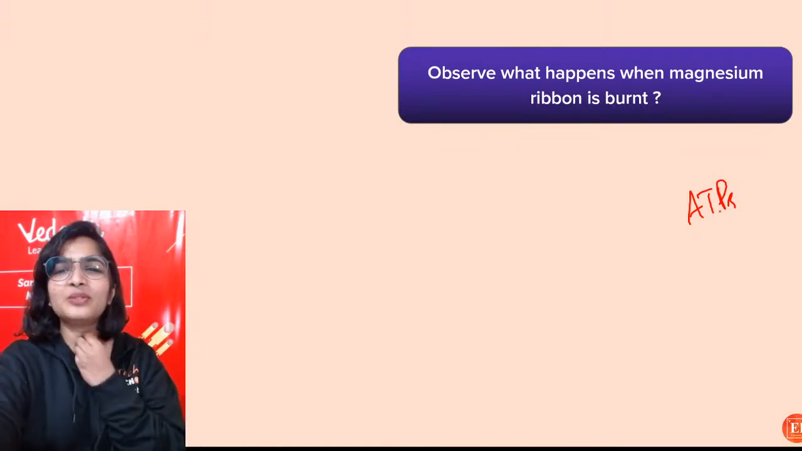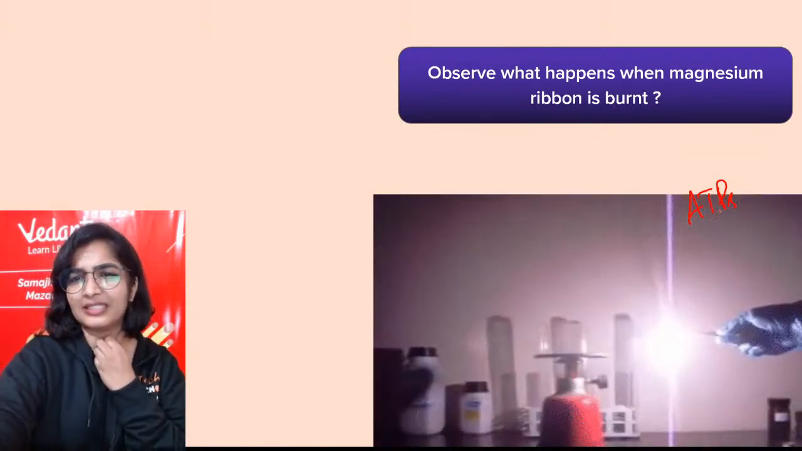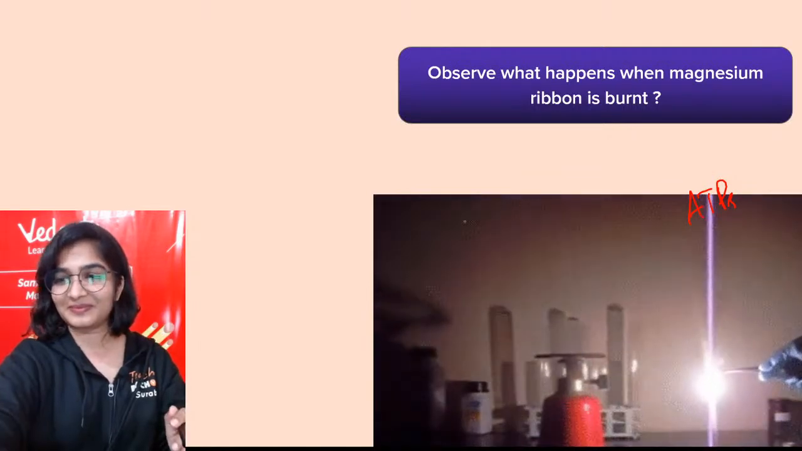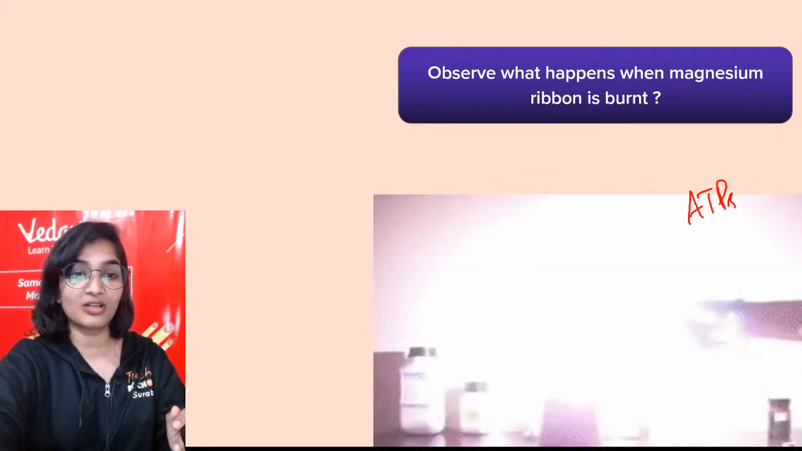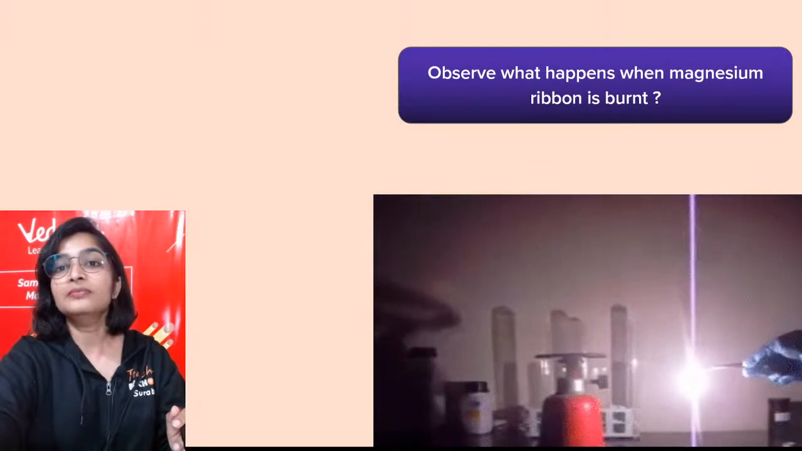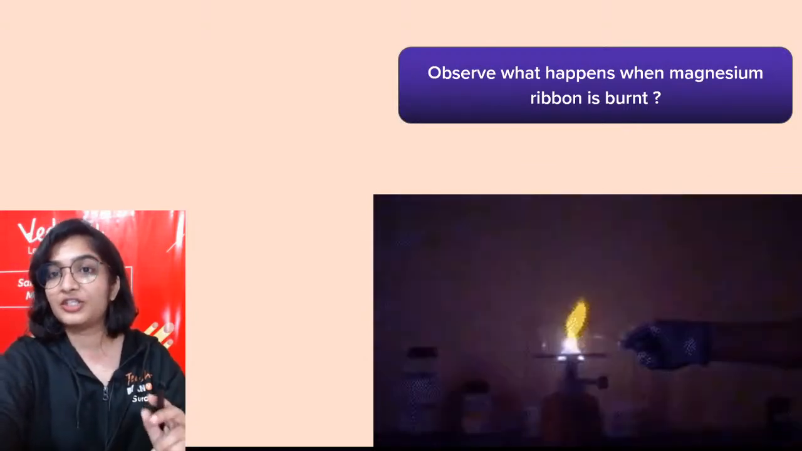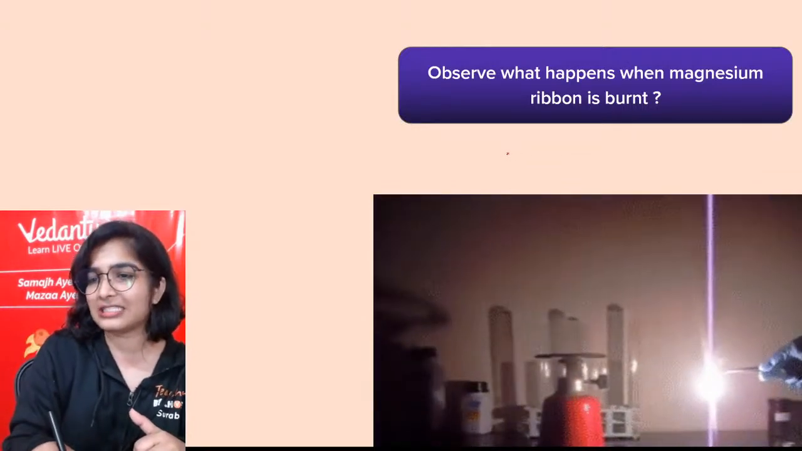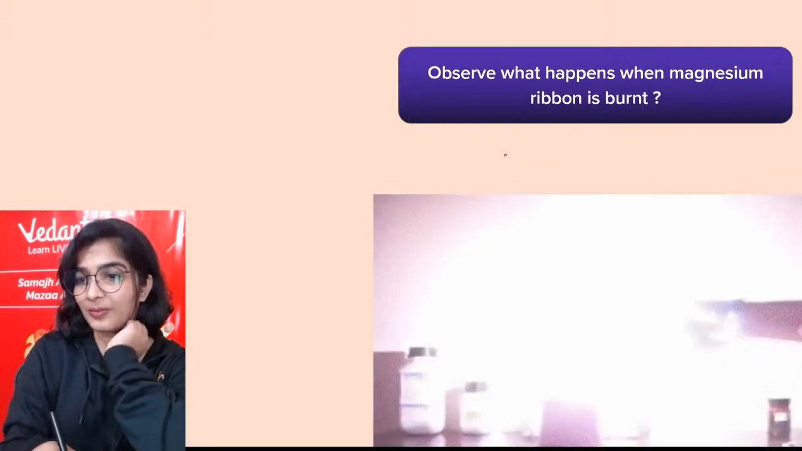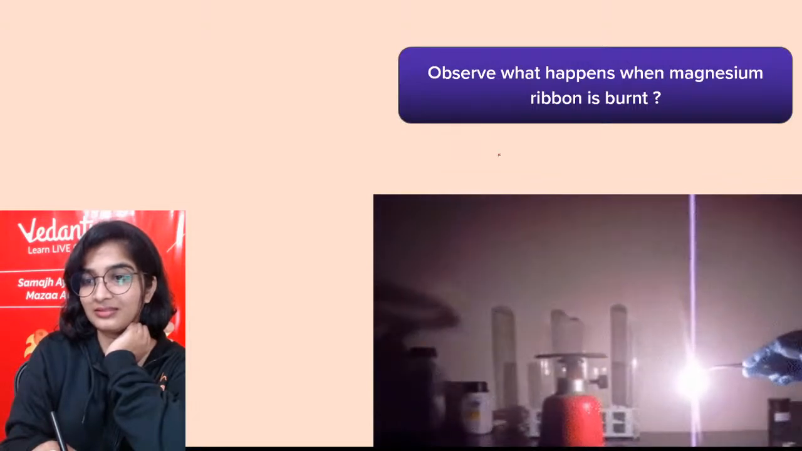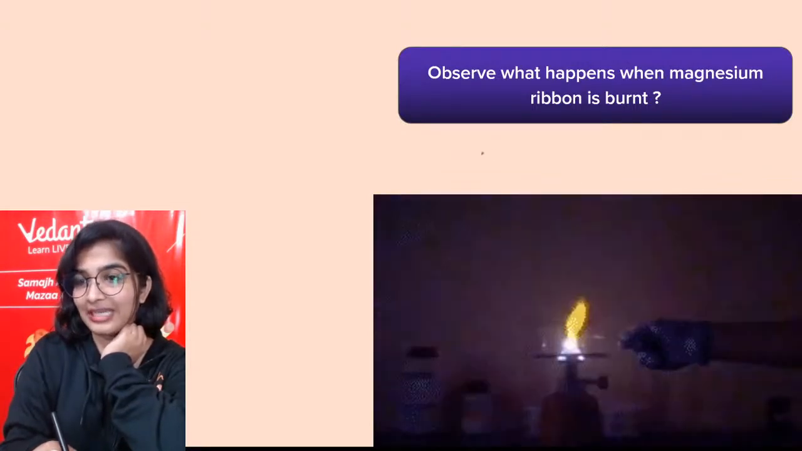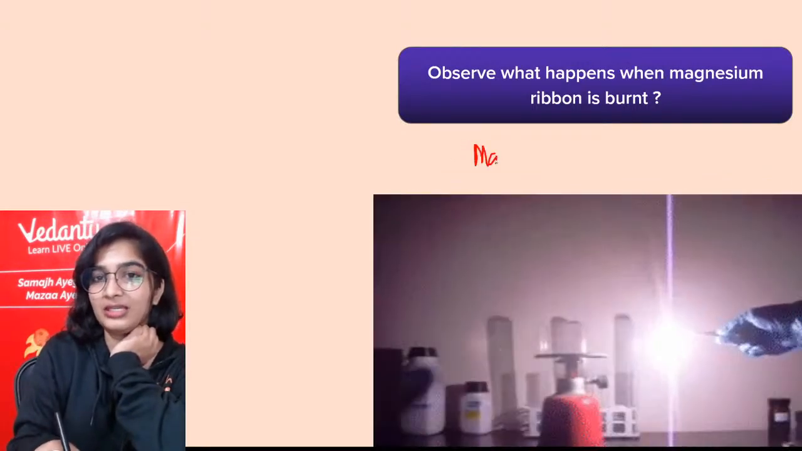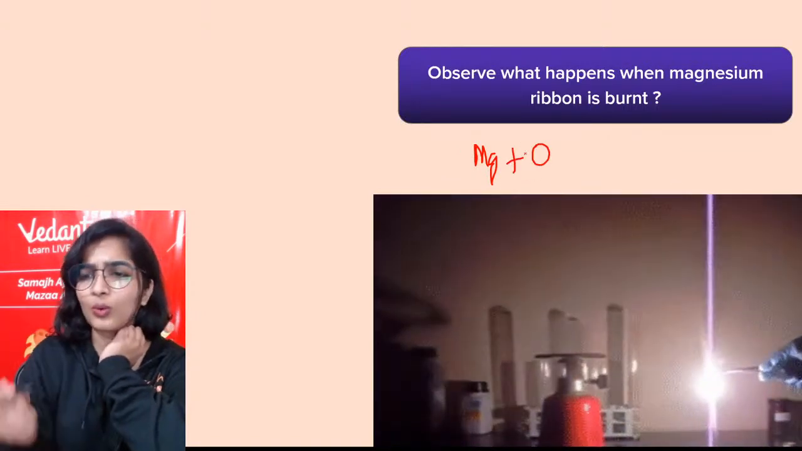So observe what happens when magnesium ribbon is burnt. Yes, magnesium oxide will be formed, right? MgO. So what is the reaction? Tell me fast. Tell me the balanced equation. Yes, MgO is formed. Mg plus O or O2?